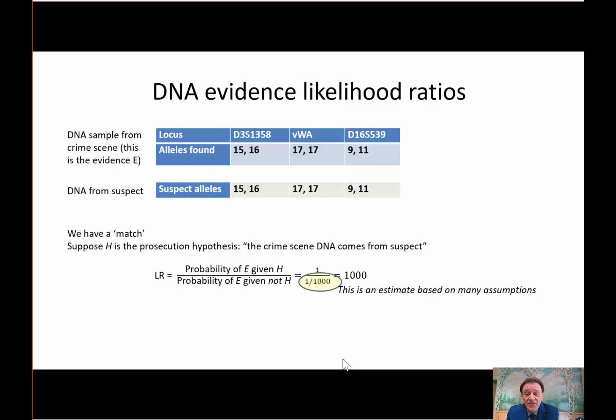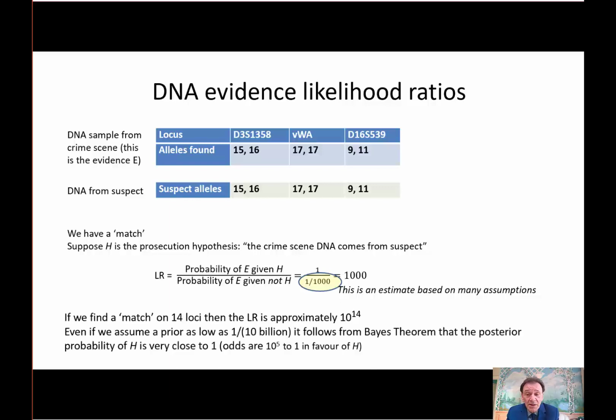Now, in the absence of any other evidence against the suspect, it could be argued that the prior probability is something like 1 over the world population, which could be something like 1 over 10 billion. In that case, the likelihood ratio only shifts the odds from 1 in 10 billion to 1 in 10 million. But if, as is typical, we find a match of 14 loci, then the likelihood ratio is approximately 10 to the power 14. And in that case, even with the 1 in 10 billion prior assumption, the posterior odds strongly favour H.